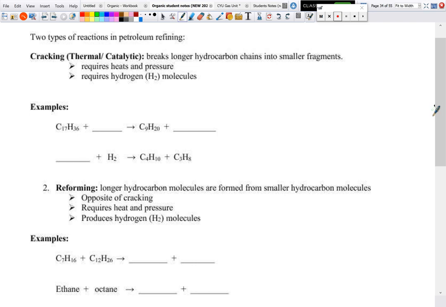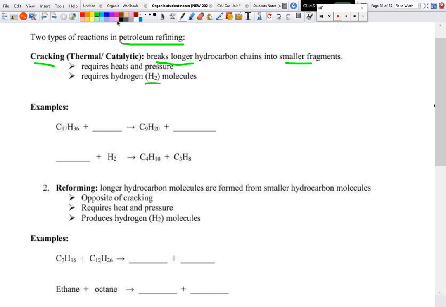Now, there are two reactions that you will need to know for petroleum refining as well. Let's just say you have big hydrocarbon chains and you want to make them smaller. Well, one of the things that we can do is something called cracking, or thermocatalytic cracking. So this breaks longer hydrocarbon chains into smaller fragments. It requires heat, pressure, and hydrogen.